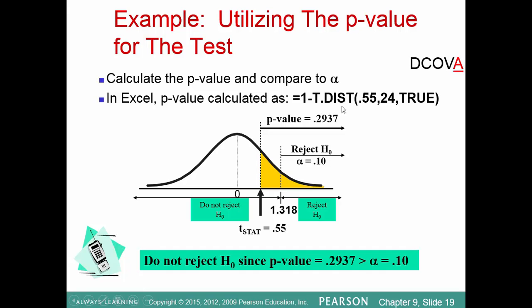1 minus T.DIST, and in the parentheses 0.55, 24, TRUE. That's because this T.DIST formula tells us the probability of being less than 0.55. To get the probability of being greater than 0.55, we have to subtract this probability from 1. And we end up with 0.2937. So we fail to reject the null hypothesis because the p-value is greater than alpha, which we had set at 0.10.